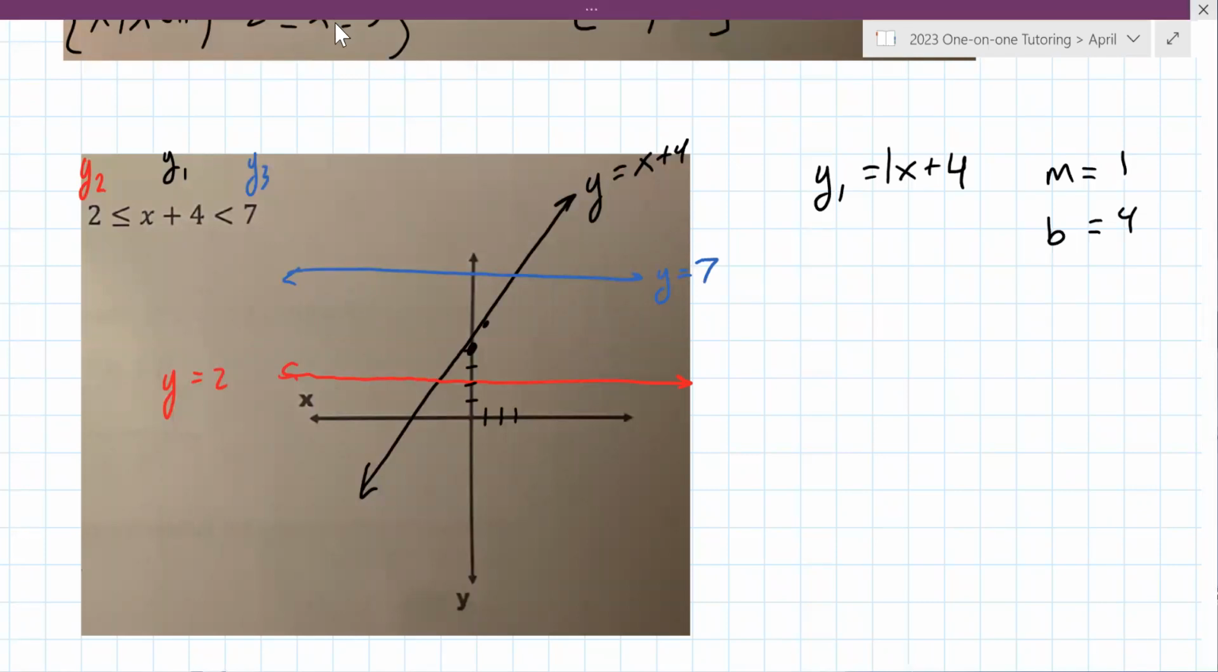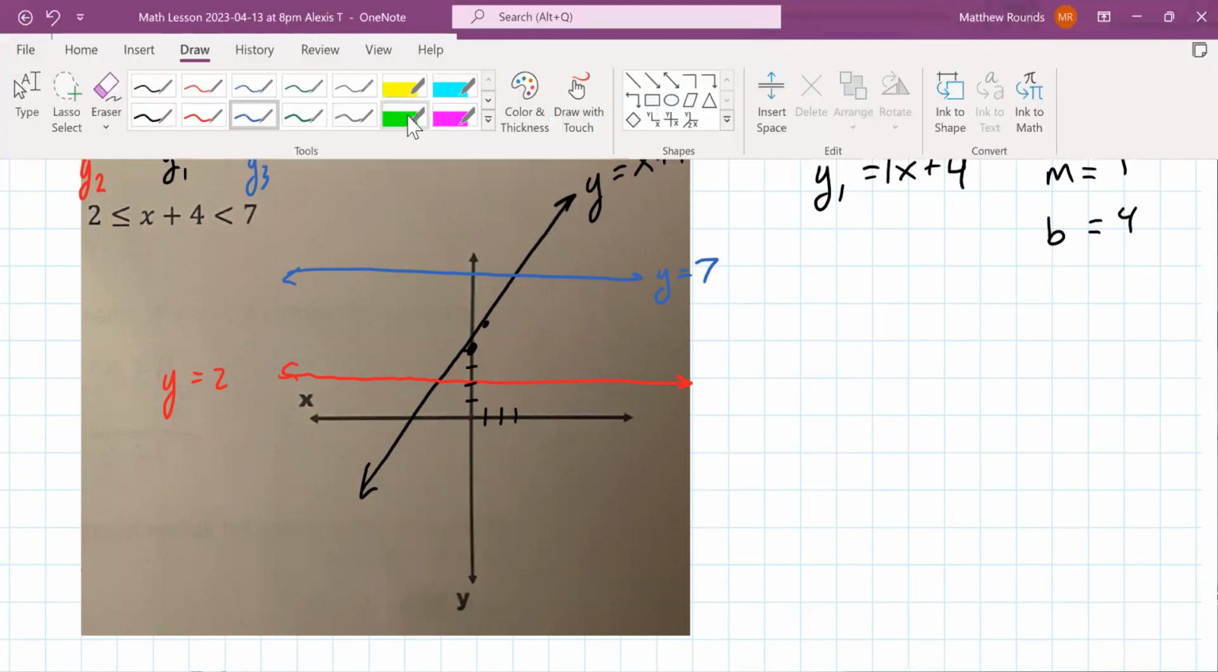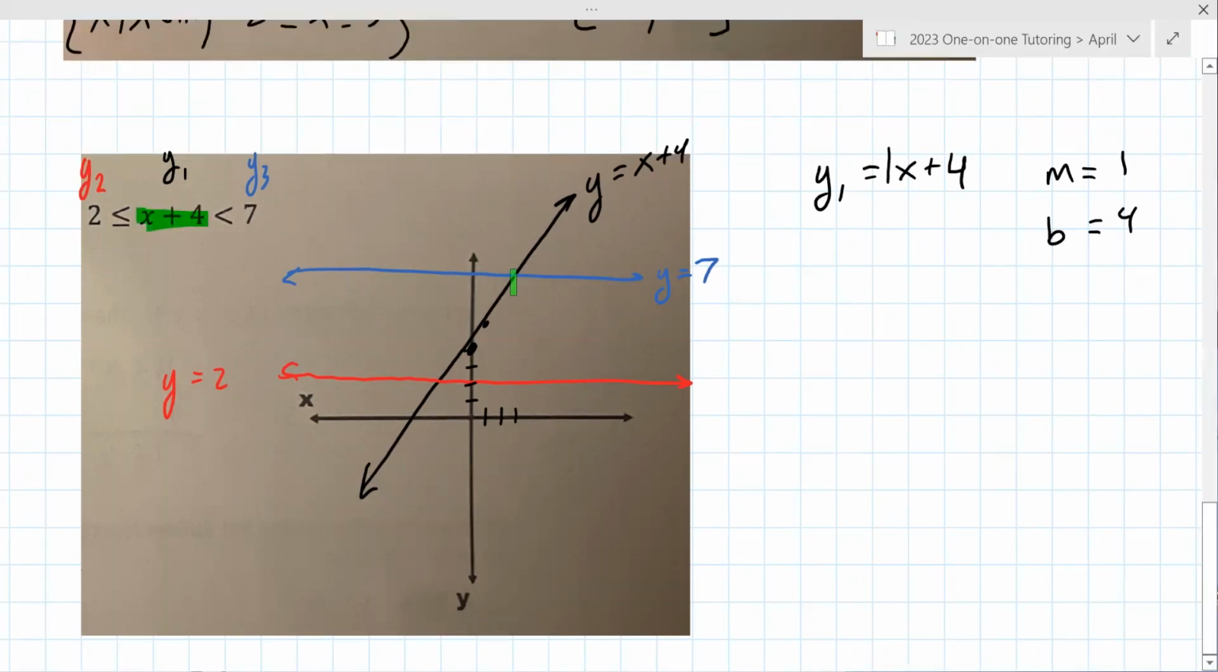So this time we want it to be between. So between is just like on the number line there. Below the 7, but above that.